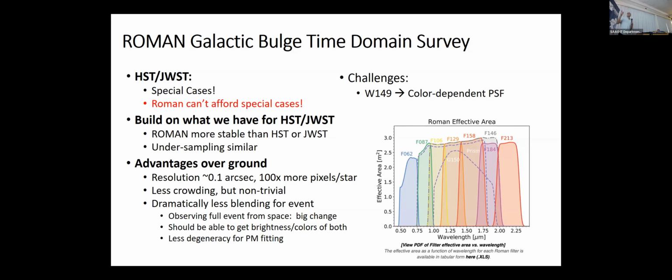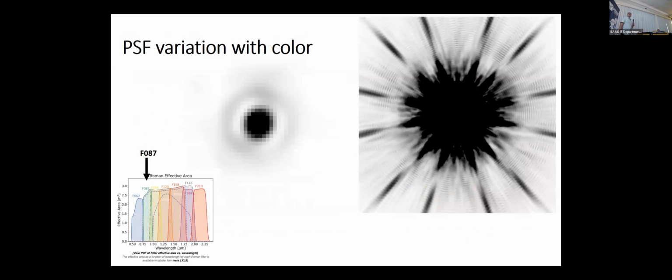So one of the challenges with Roman is that it's got a very, very wideband filter, and the stars are going to have different PSFs depending on how red or how blue they are. So basically the wideband filter is made up of 5 different filters. I mean, you can just think of it as 5 different filters. If you look at the bluest filter, we have F087. That's what a star would look like in that one.